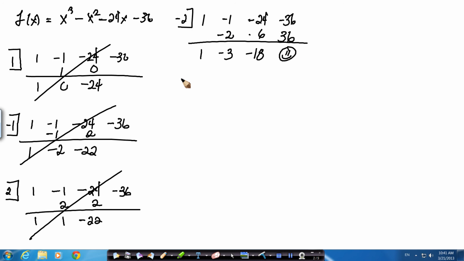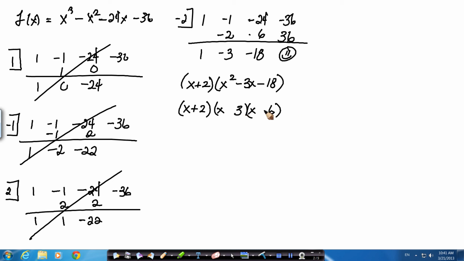All right, so now we can rewrite this function as x plus 2, right, because we changed the sign here, times x squared minus 3x minus 18. We can take that one step further, right, because we can factor x squared minus 3x minus 18. We know that 6 times 3 is 18. We know that this needs to be negative so that this one's negative, makes this one positive.